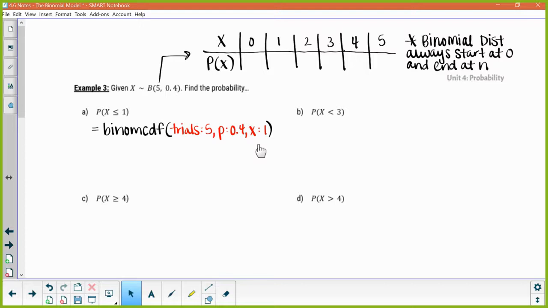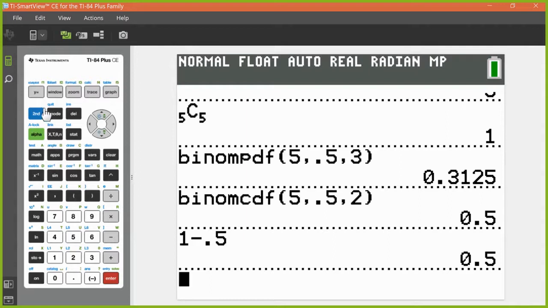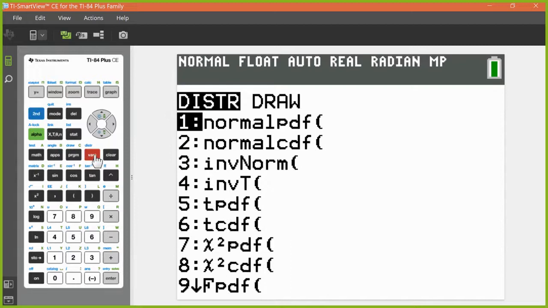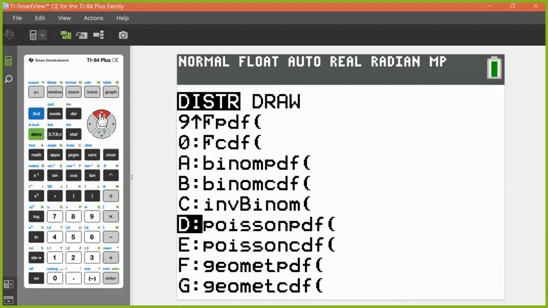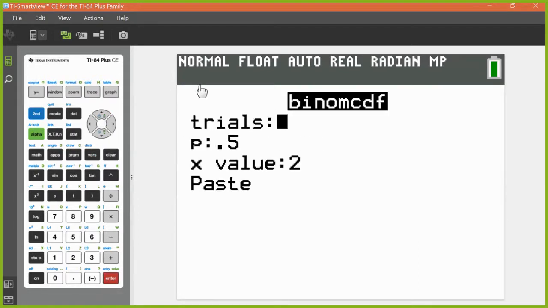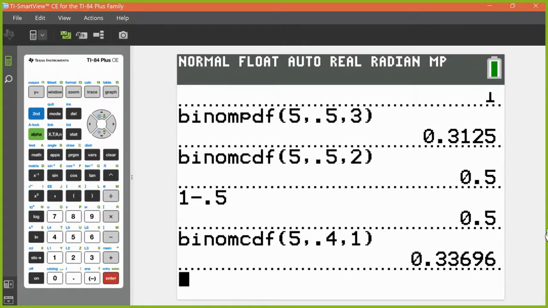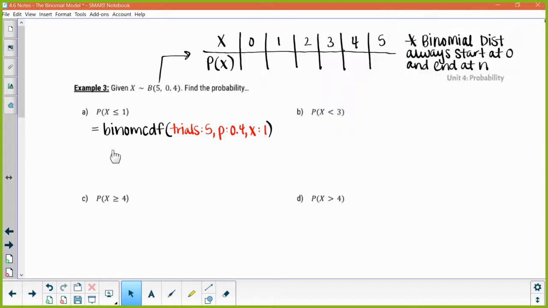And I'm going to do the first one with you, and then the rest will kind of just give you so we can save on some time. Second vars, I'm doing binom CDF, and I have 5 trials, 0.4 success, and I want 1 or fewer. And that gives me 0.33696, which I think I just wrote out all 5 decimal places. Yes.